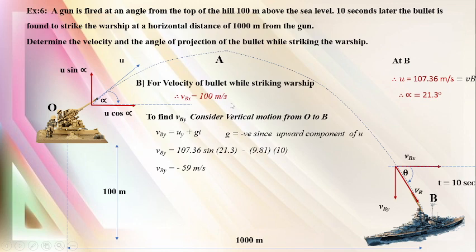So we have found Vbx and Vby, but we are interested in the velocity at B when the bullet is going to hit the warship. Is it okay? By the Pythagoras theorem or from the parallelogram we can find Vb, that is Vb is equal to the square root of Vbx squared plus Vby squared. After substituting the values we got Vb equal to 116.1 meter per second. This is the way we have analyzed this particular problem.